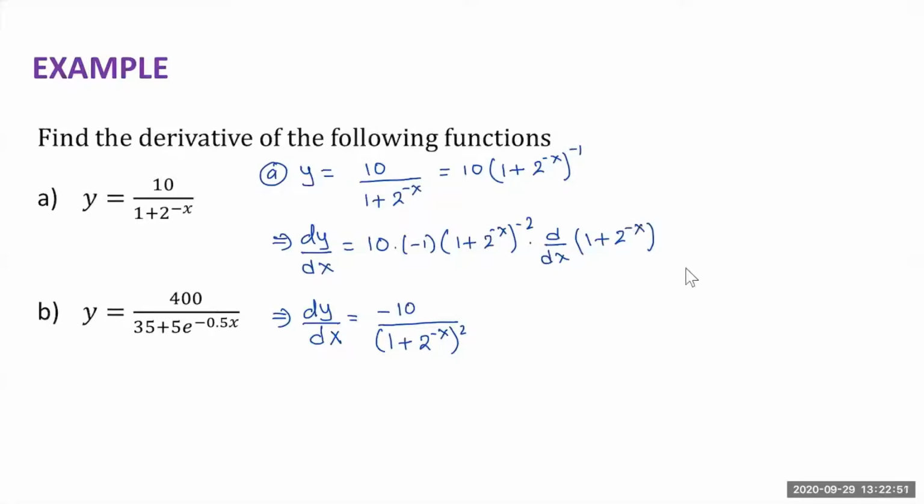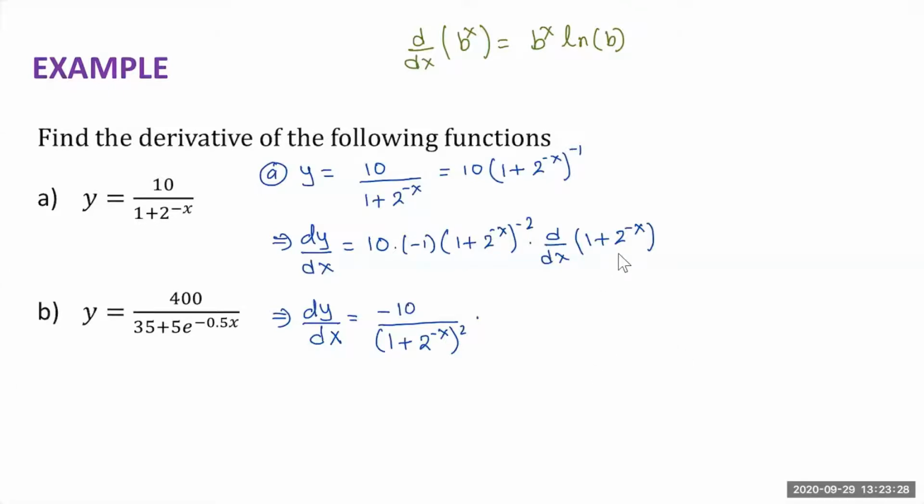Then here we multiply by the derivative of this function. So times the derivative of 1, the derivative of a constant is 0, so I don't have to worry about that. But for this one, the derivative of 2 to the negative x, here we are going to use our formula. This is the formula that we know. The derivative with respect to x of b to the x is equal to b to the x times the natural log of b.